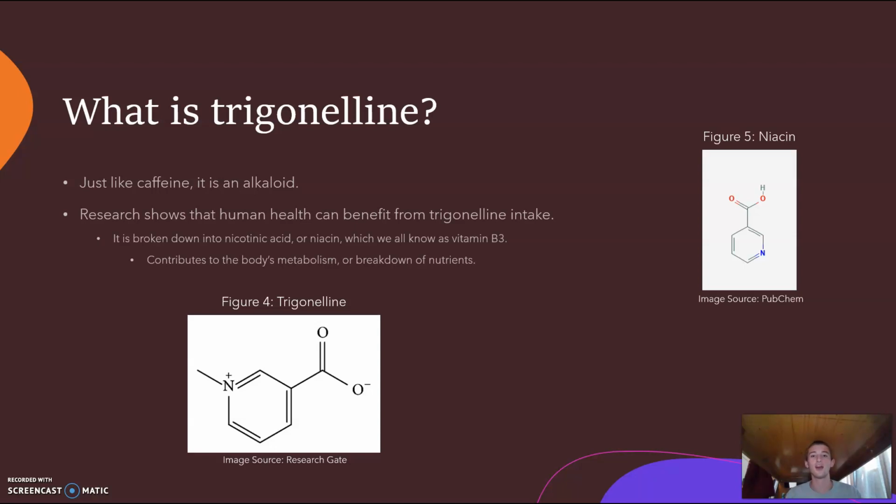So consuming trigonelline does have a positive effect on our metabolism, and it helps us break down nutrients and use them more efficiently. And you'll see figure 4 here, there's a structure of trigonelline, and figure 5, there's a structure of niacin. They are different.